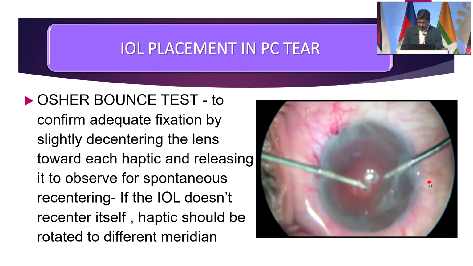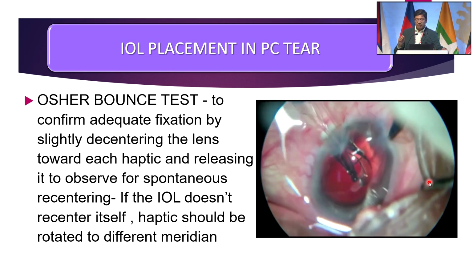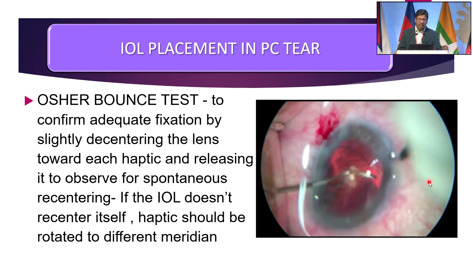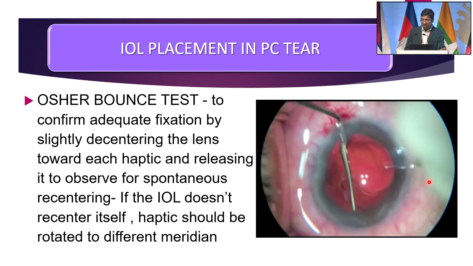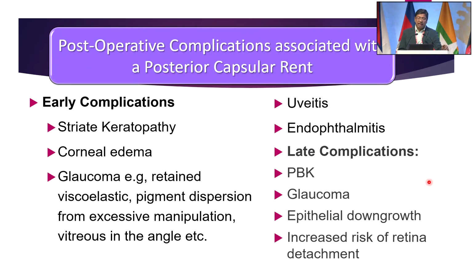If you are in a dilemma to know whether your lens is stable or not, you can do this test. You can actually push the optic to one side and see if it is bouncing back to the center. If the haptics are well supported by the peripheral part of the capsule, then it will come back to the center and you are sure that the lens is in place. We are likely to encounter certain complications which we have to manage meticulously, and of them uveitis, raised IOP and endophthalmitis are of importance. In later stage also glaucoma, epithelial downgrowth and increased risk of detachment is also quite common.